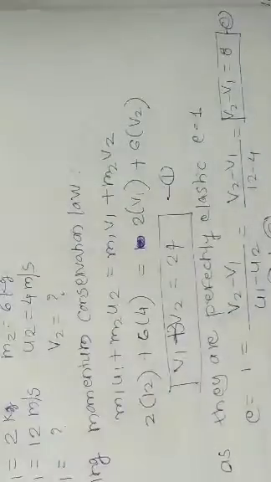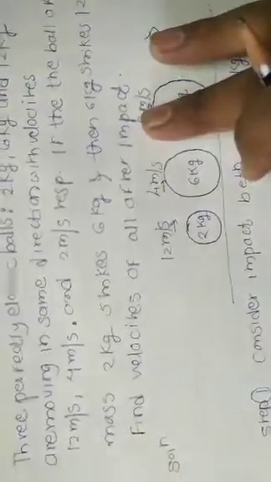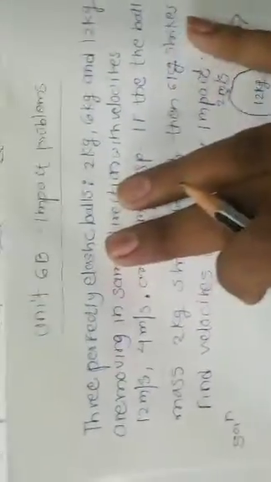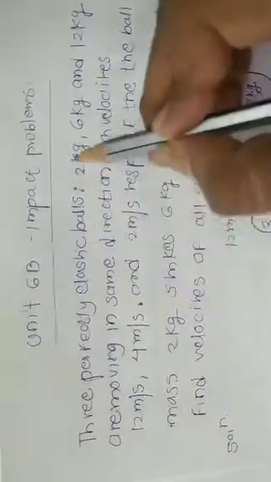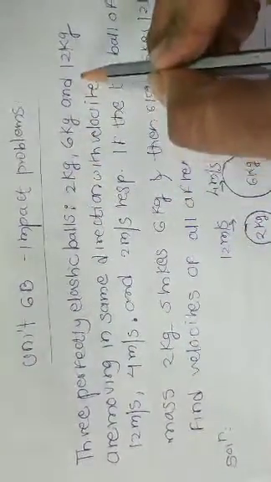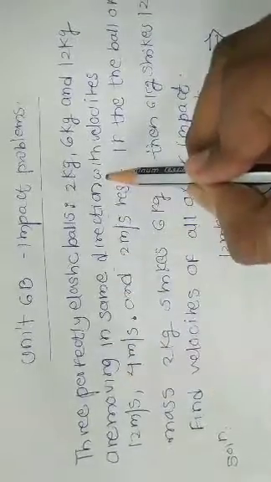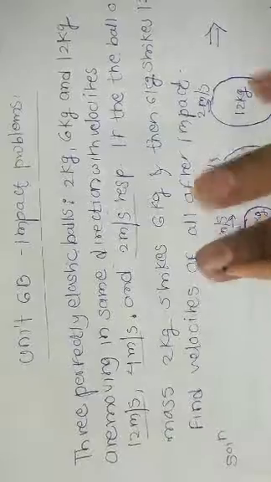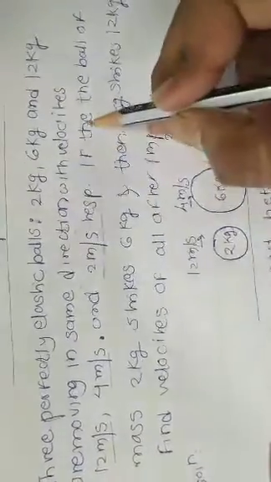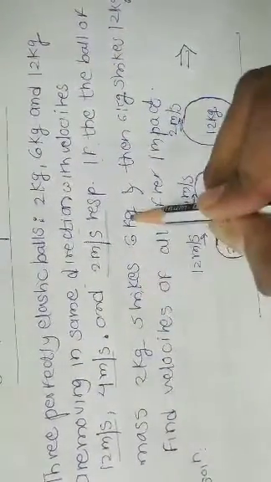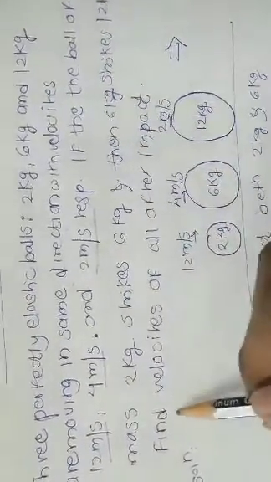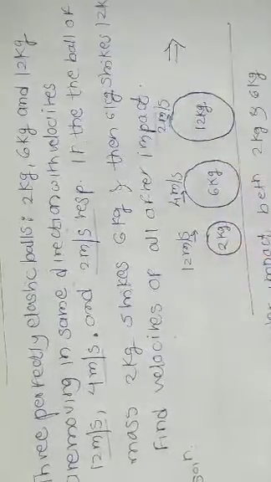Now the next problem is: three perfectly elastic balls of 2 kg, 6 kg and 12 kg are moving in the same direction with velocities 12 meter per second, 4 meter per second and 2 meter per second respectively. If the ball of mass 2 kg strikes the 6 kg ball and then the 6 kg strikes the 12 kg, find the velocity of all after the impact.